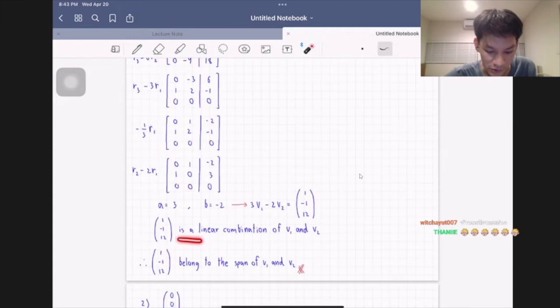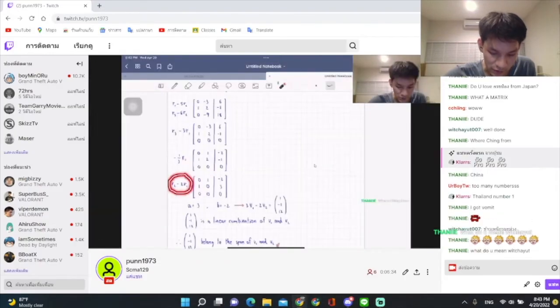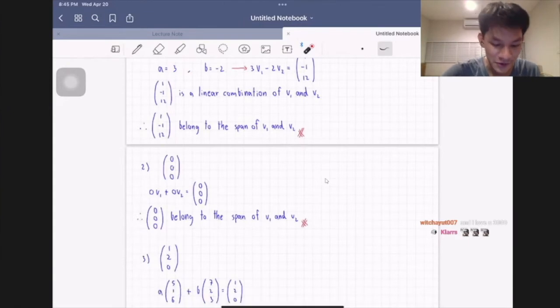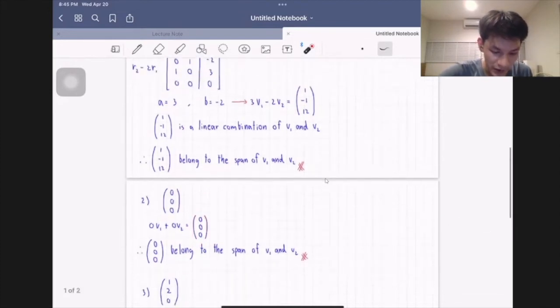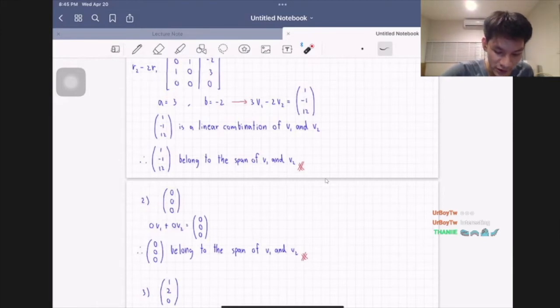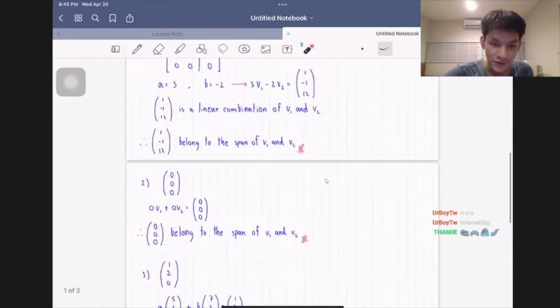So now let's move on to another vector that also belongs to the span of V1 and V2, which is the vector 0, 0, 0. Since the vector 0, 0, 0 is a vector that we can get by multiplying V1 by 0 and V2 by 0, it means that vector 0, 0, 0 belongs to the span of V1 and V2. Right. So now let's move on to our last question.